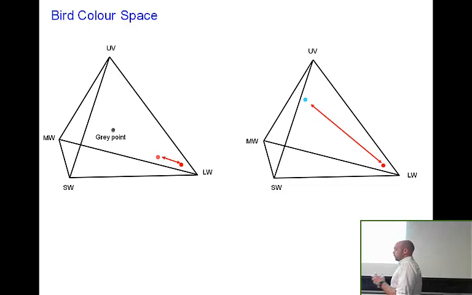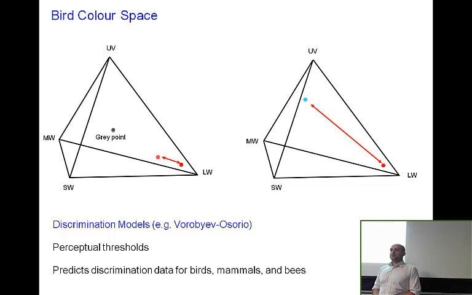And what we can also do, and I'm certainly not going to go into the methods now, is do more advanced models of visual discrimination, which can predict when an animal should be able to tell the difference between two objects, and if they can, how different those objects look in perceptual terms.